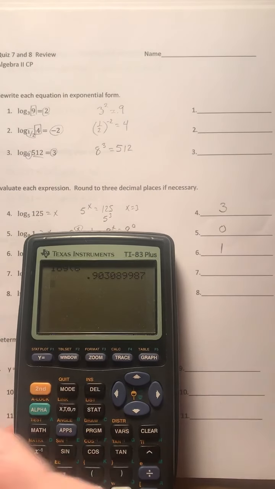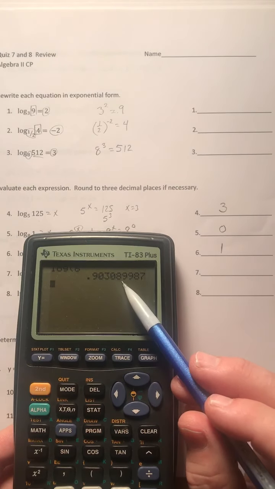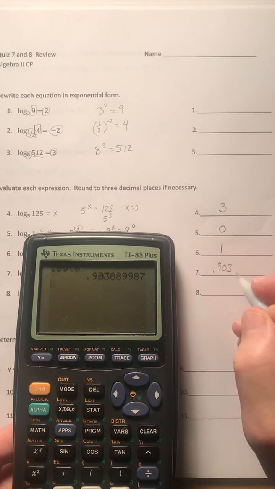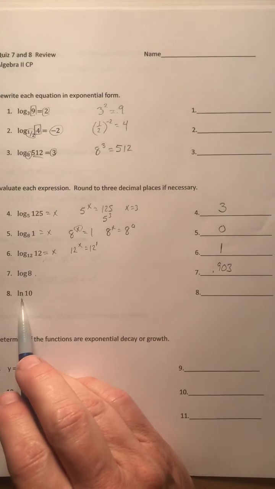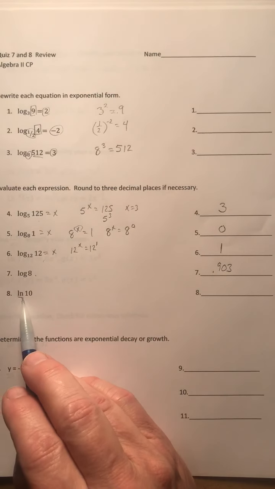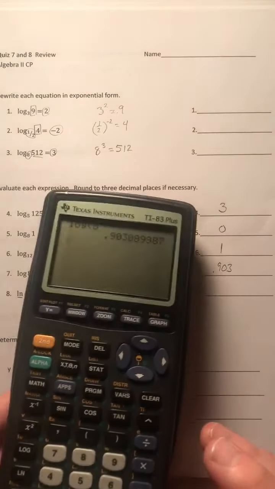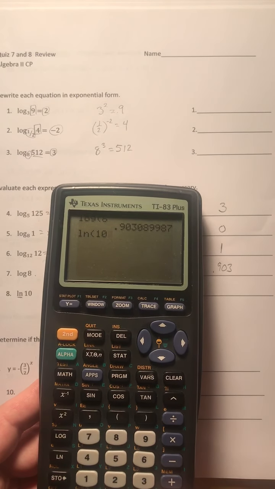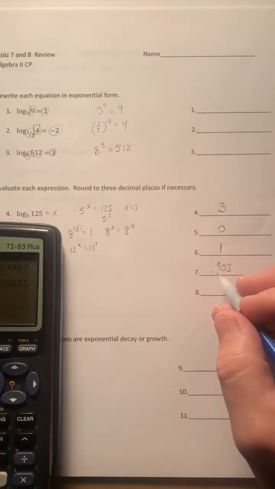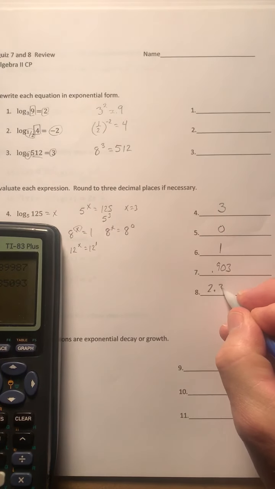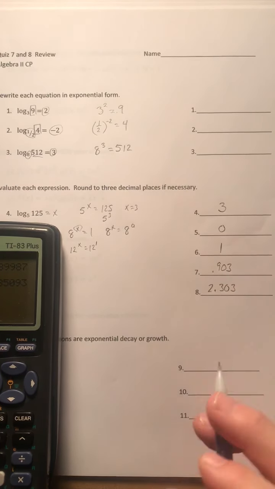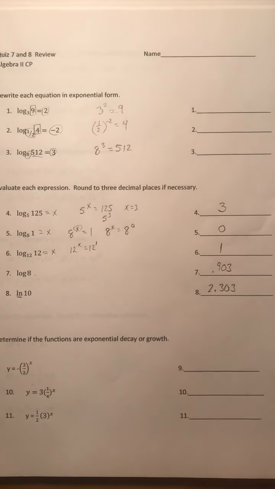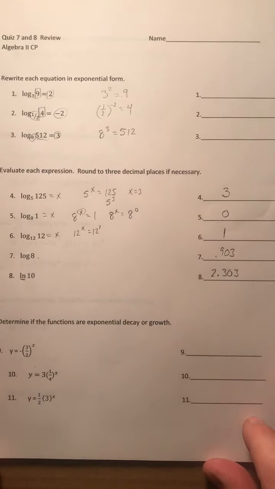And I get 0.90308, so 0.903. All right, and then the same way with this one, but this is the ln, the natural log, so it's ln of 10, and then enter, and that's 2.303. All right, don't worry. These ones you have to round properly. All right, so that's those.